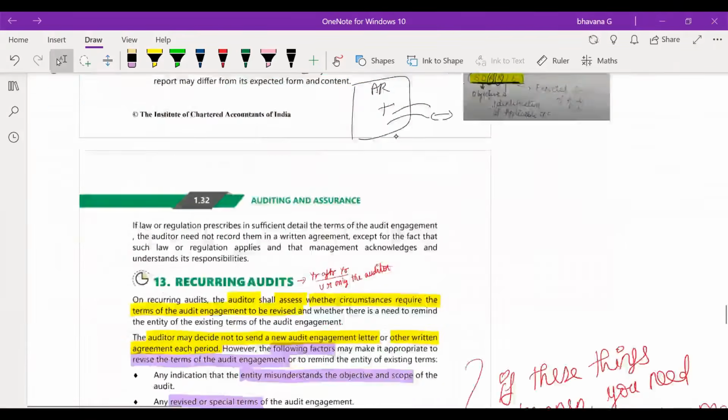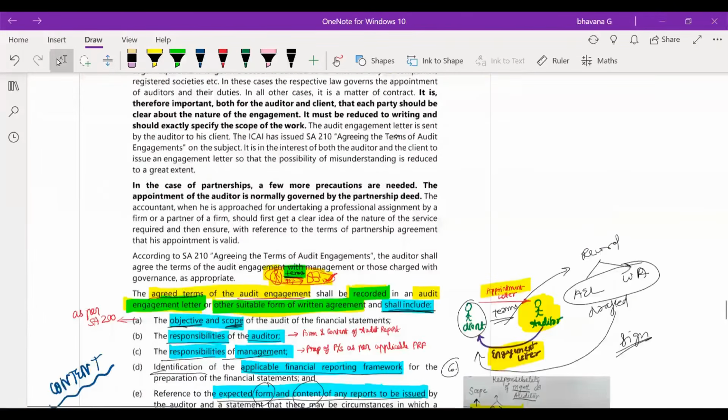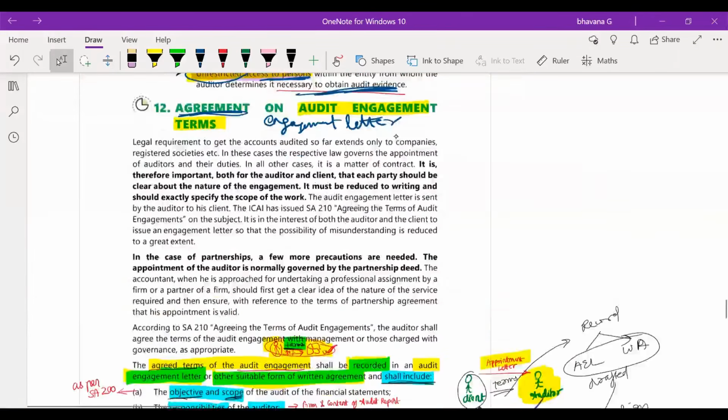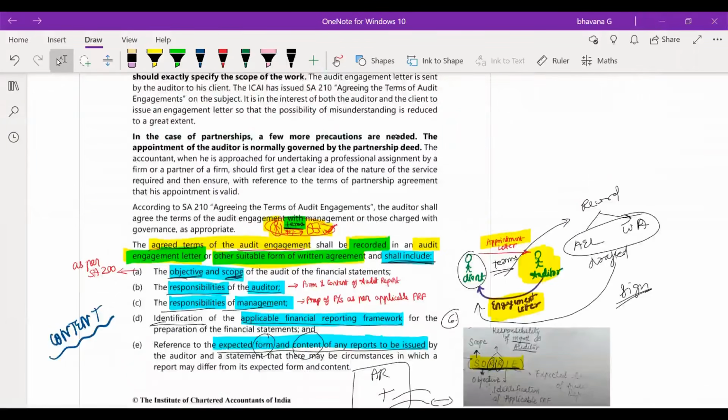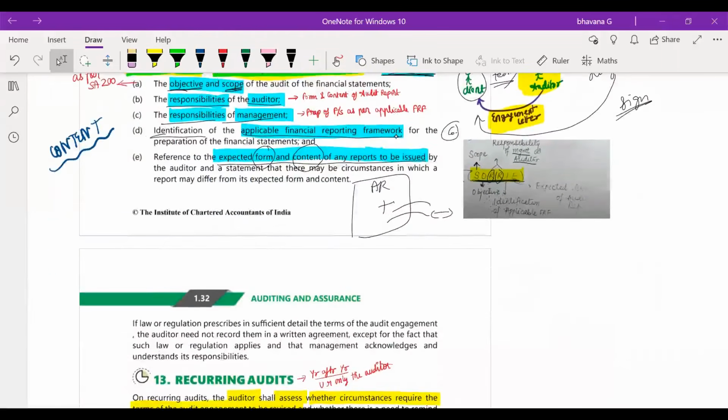Done. Next, that was all about your topic, agreement and audit engagement terms. Once you read the text, you will understand this topic more clearly. Try to read it once whenever you get time. Before the exam, at least once, take your ICAI textbook and read it wholly, like how you read a novel. You don't need to remember things, just read it.